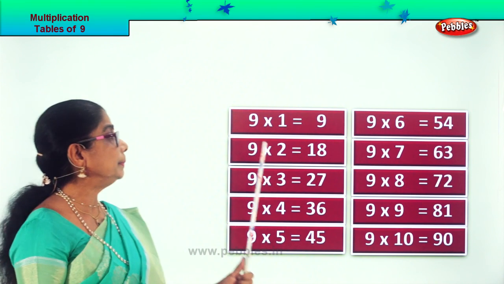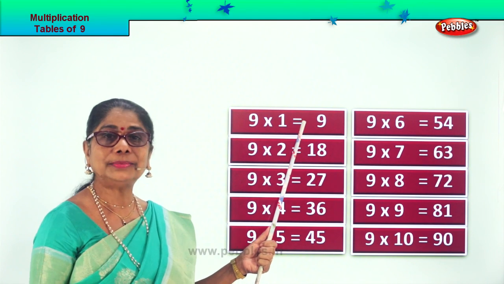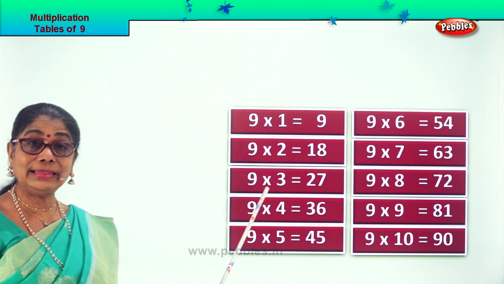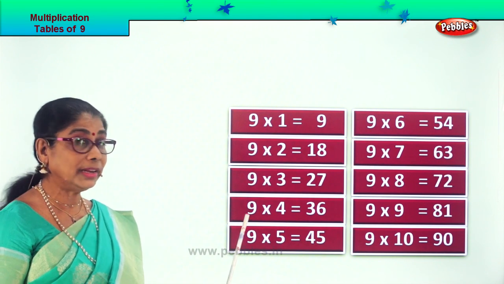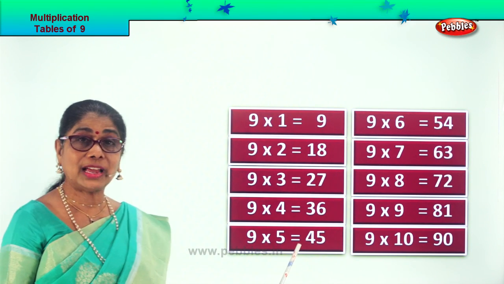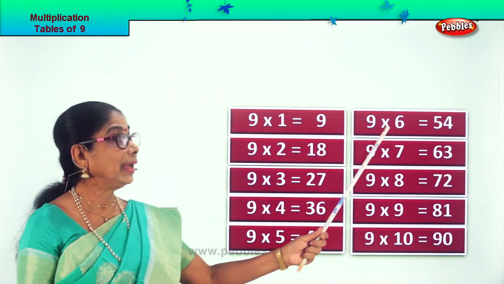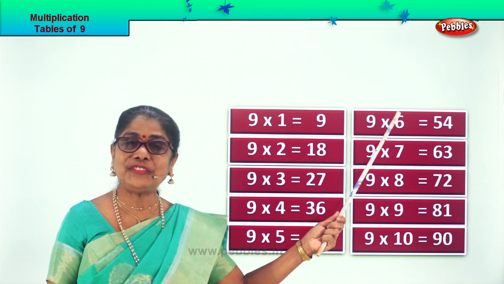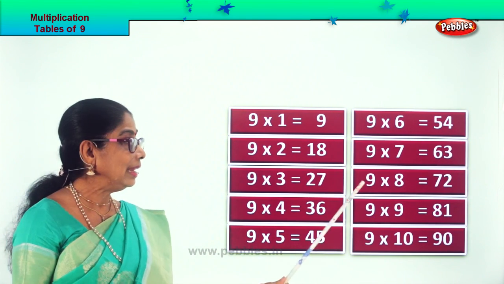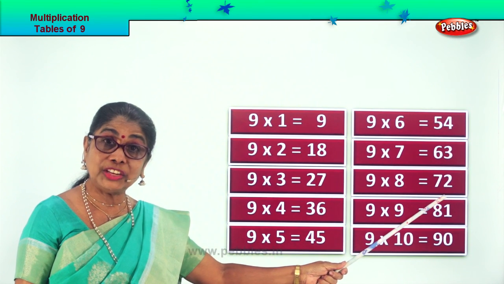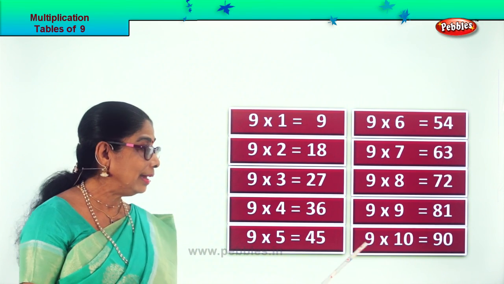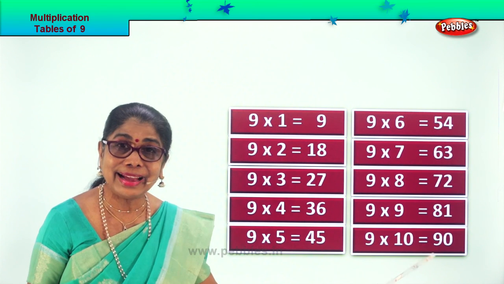Let's say together. 9 ones are 9. 9 twos are 18. 9 threes are 27. 9 fours are 36. 9 fives are 45. 9 sixes are 54. 9 sevens are 63. 9 eights are 72. 9 nines are 81. And 9 tens are 90.